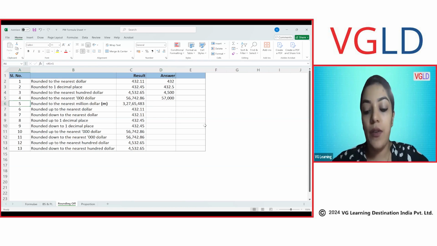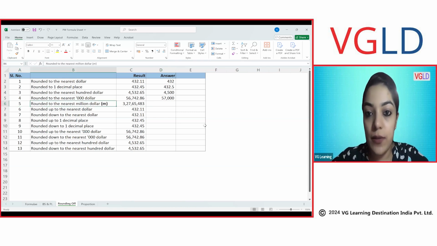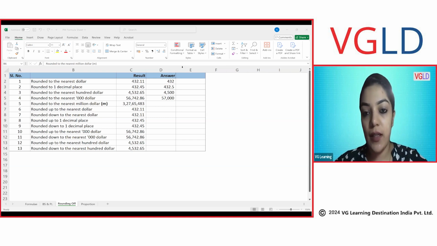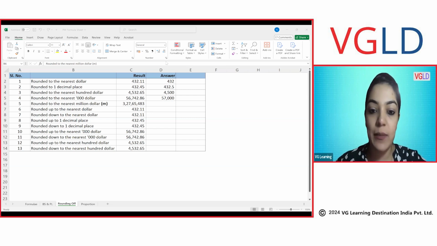Okay, next one. Round it to the nearest $1,000,000. And you have to write the answer in millions in the answer box. What would you do? You have to write the answer in millions in the answer box. What would you put inside the answer box? You have to write in millions. M is given outside the answer box. Quickly tell me, everyone.